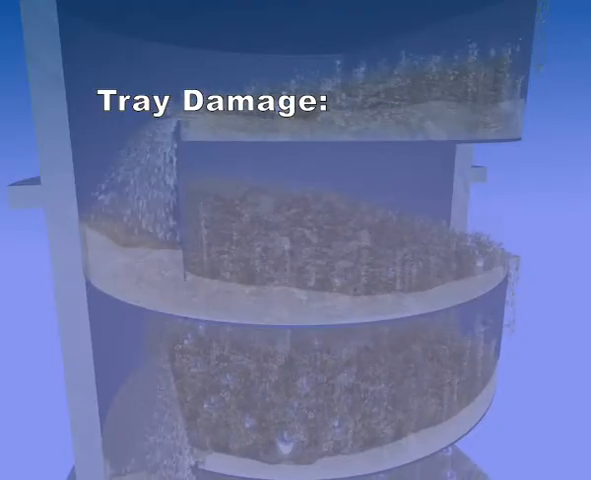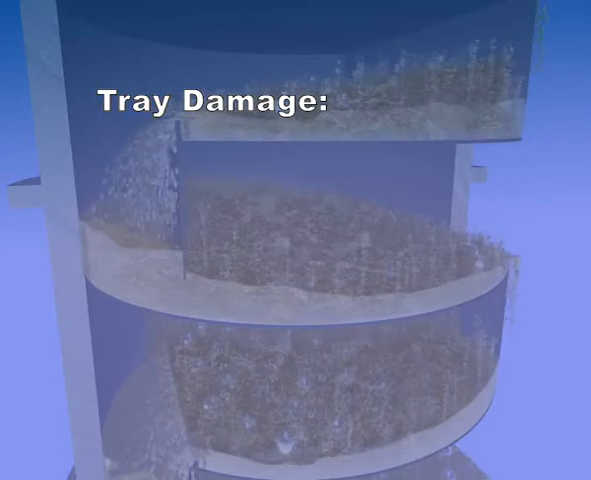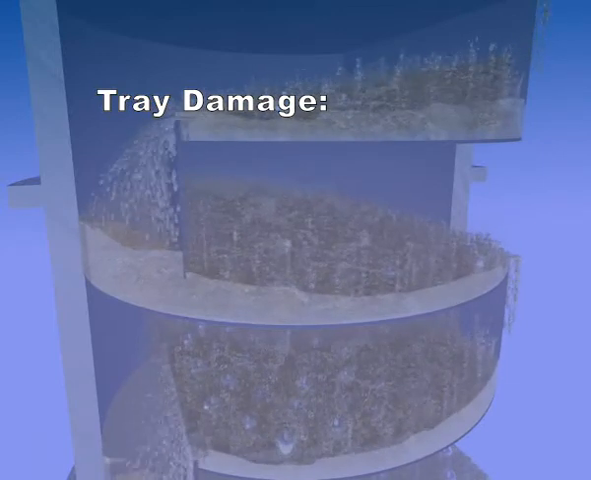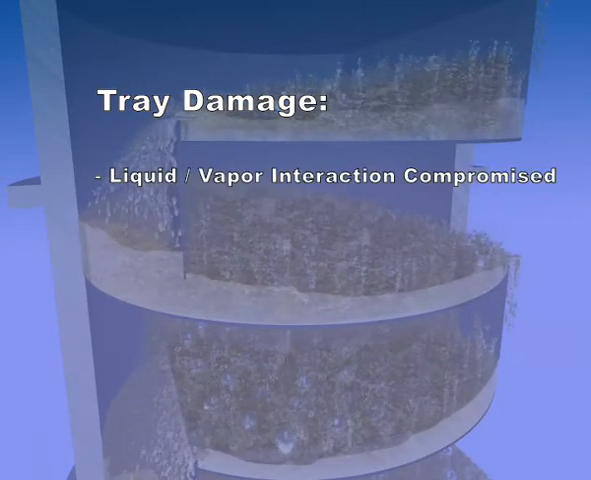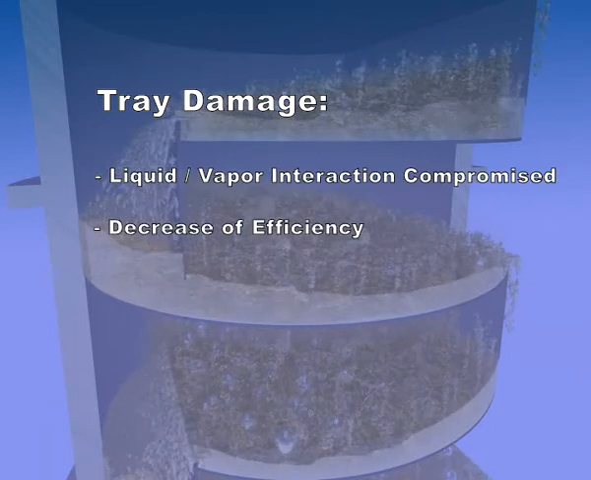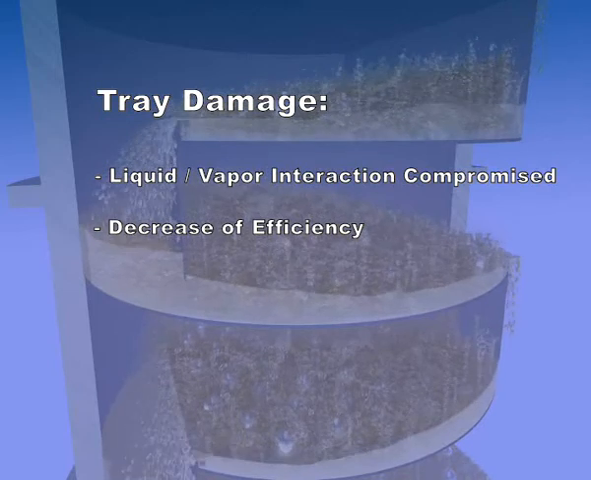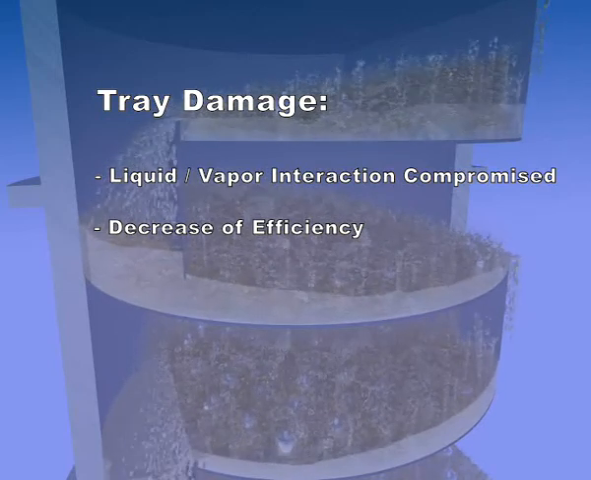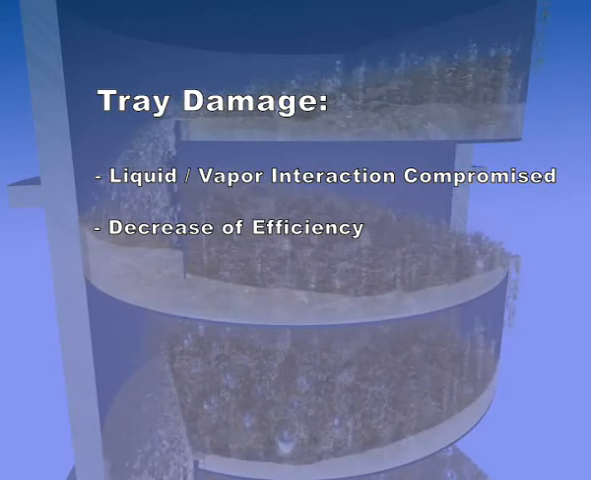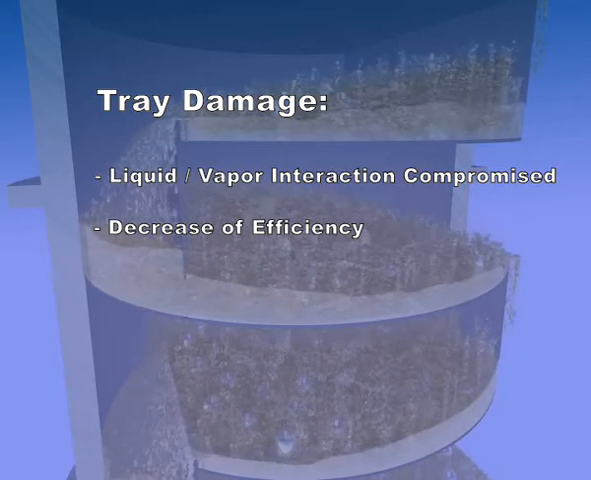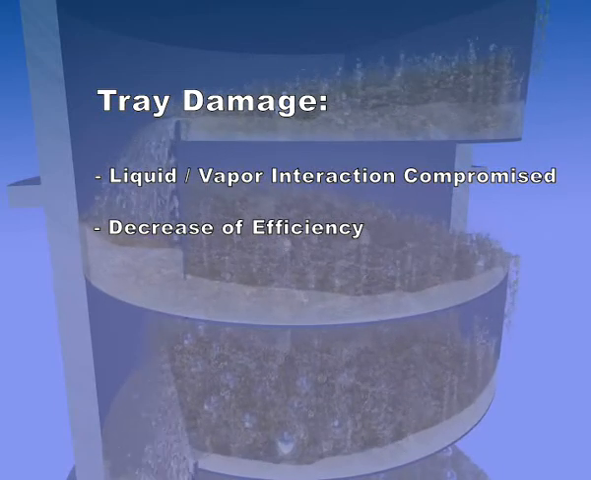As we discussed before, tray damage can have a great impact on the separation process. When the liquid-vapor interaction is compromised, the efficiency of the fractionation will decrease or, in the worst circumstances, be lost. Let's look in further detail at some situations where trays can become impaired.